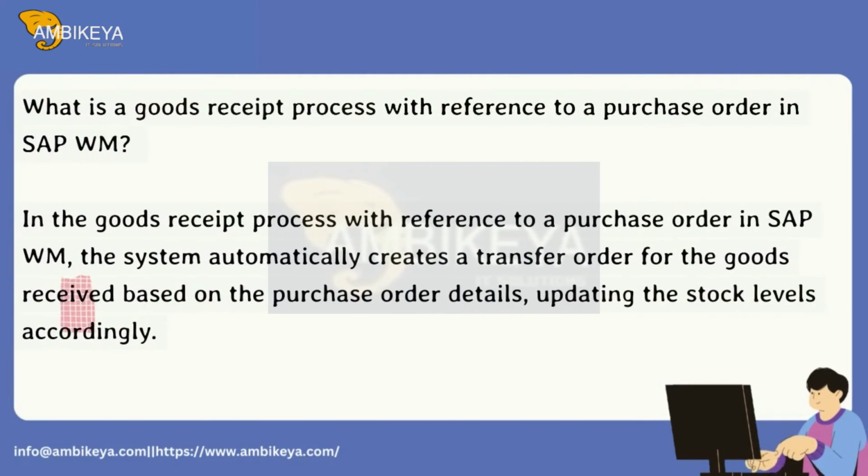What is a goods receipt process with reference to a purchase order in SAP WM? In the goods receipt process with reference to a purchase order in SAP WM, the system automatically creates a transfer order for the goods received based on the purchase order details, updating the stock levels accordingly.